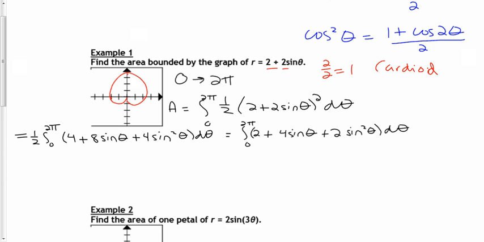So at this point, I'm ready to take an antiderivative, and I look at each term. Can I take the antiderivative of 2? Yes, that's going to be 2 theta. Take the antiderivative of 4 sine theta? Yeah, that's going to be a negative cosine something or other.